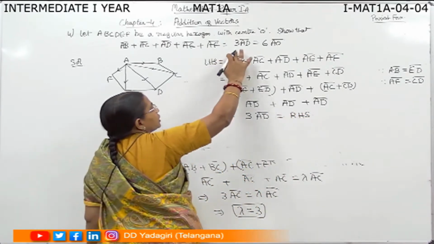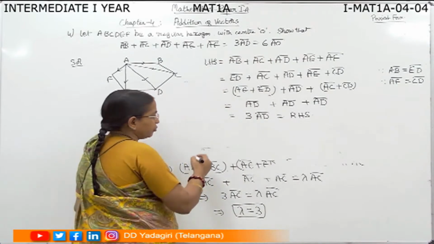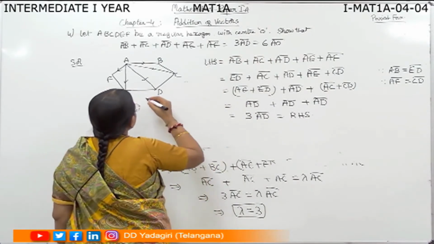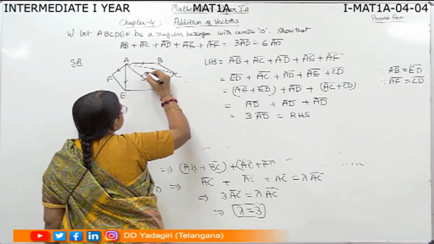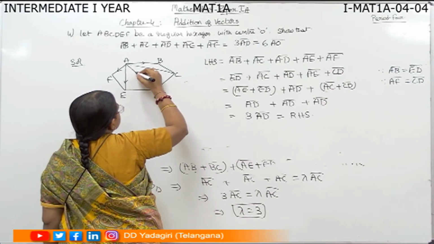Now you must show that 3AD is equal to 6AO. Now in the figure we know that O is the center. So this length.